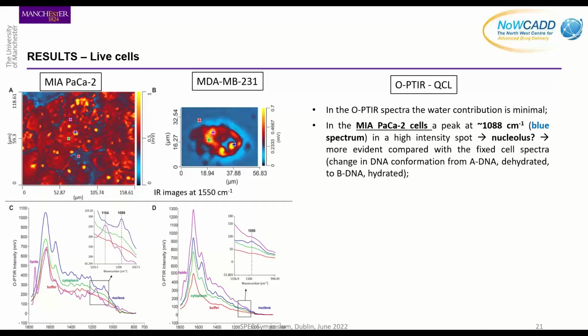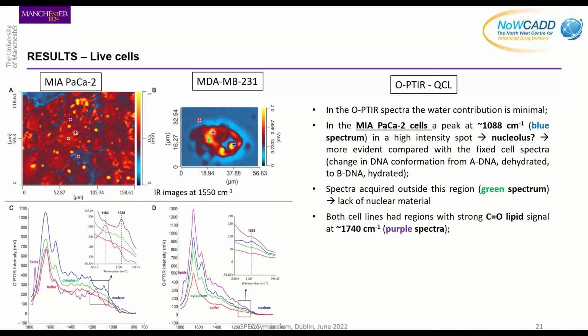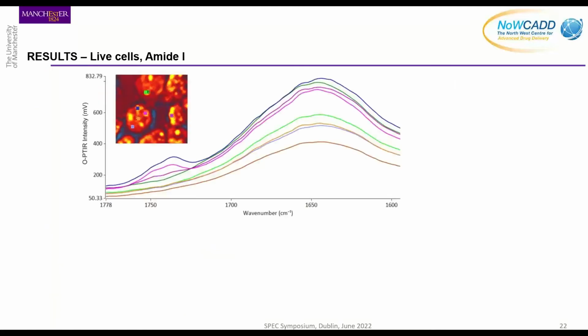We can see the change from when we hydrate the cells. It's different from the fixed cells that we had before because of this change in DNA conformation from A DNA to B DNA. Okay, let me skip through that.